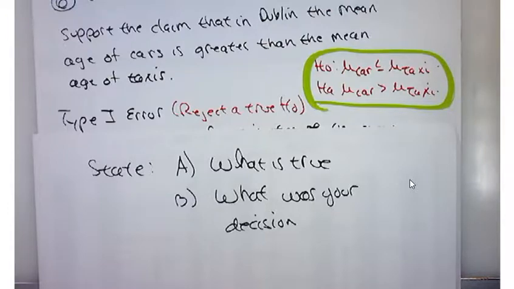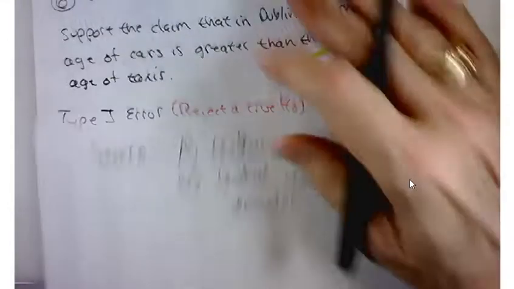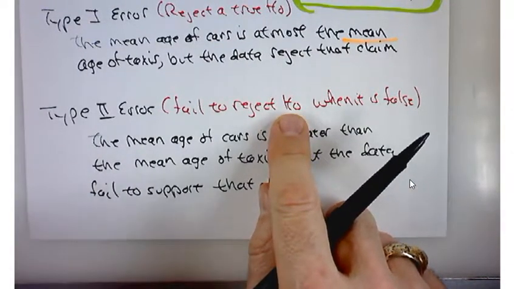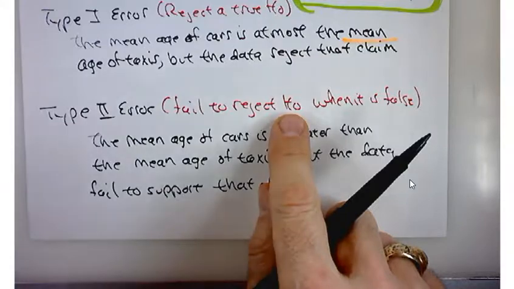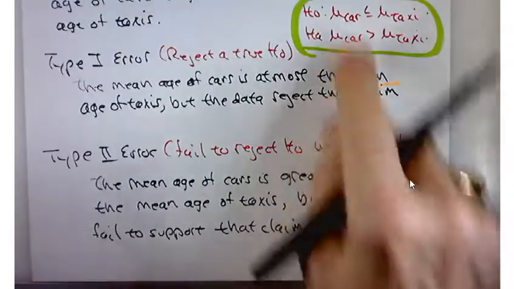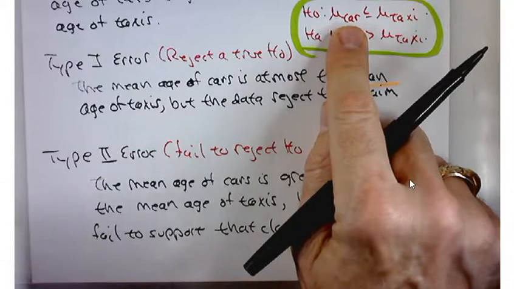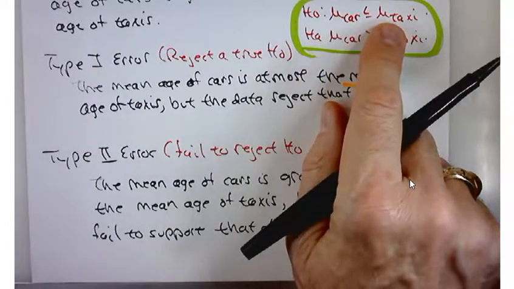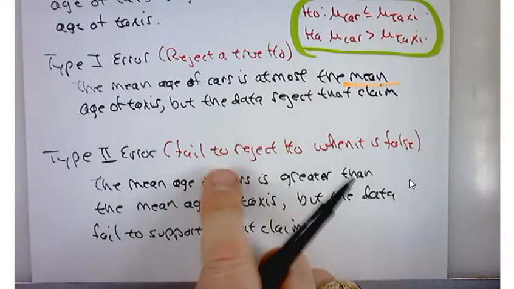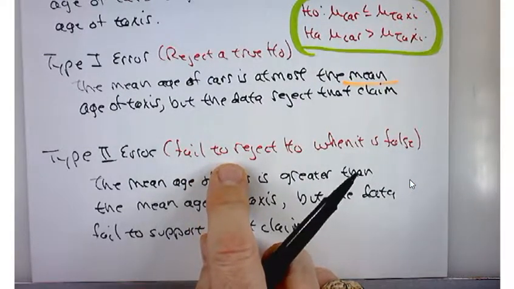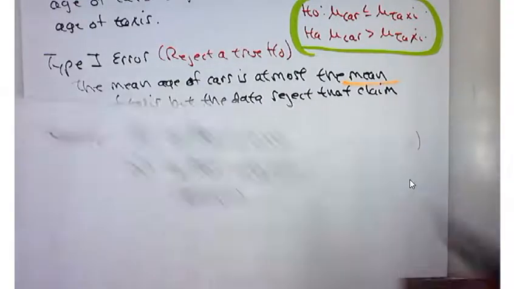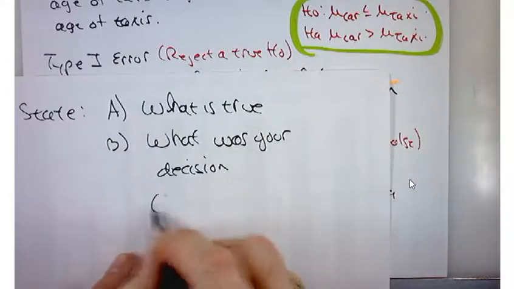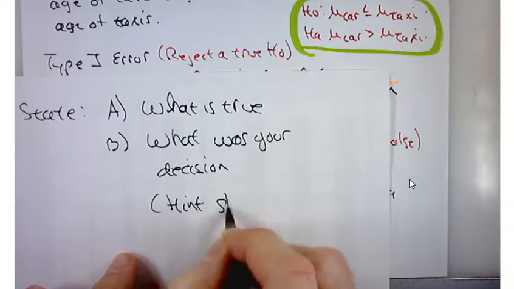And you do likewise for a type 2 error. Just roles get a little bit reversed. H0 is false. So you start by saying something to the effect that H0 is false. So the idea that the average age of cars is at most the average age of taxis is false, but we didn't reject it. So you failed to reject that claim. So again, stating two things: what's true and what your decision is. And hint, it should be opposite of what's true.